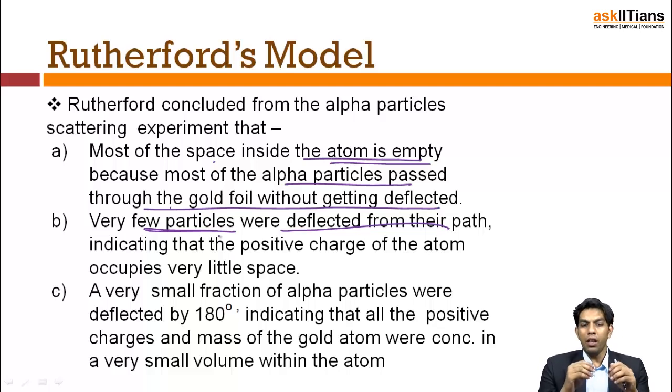Third observation: a very small fraction of alpha particles were deflected by 180 degrees. So the alpha particles came back the same way they came. This proved that the spot where the total positive charge is, is also the spot where the total mass is concentrated. So almost all the mass is concentrated at the center of the atom, and that is called the nucleus.